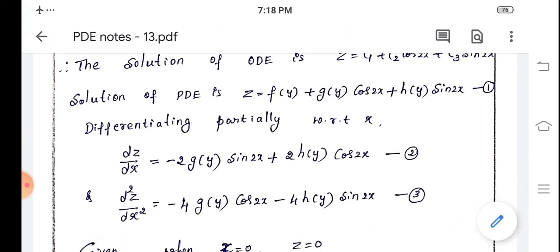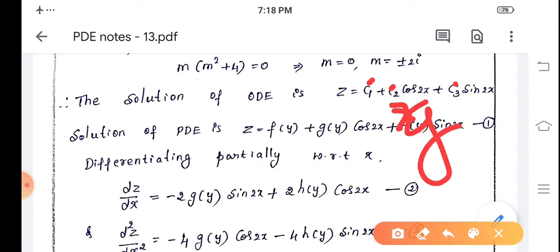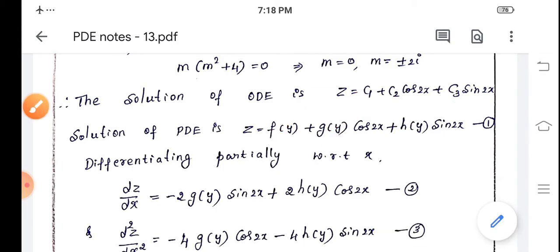And to write the solution of the partial differential equation, we replace c1, c2, c3 by functions of the other variable, that is y. So c1 is replaced by f of y, c2 is replaced by g of y, and c3 is replaced by h of y.